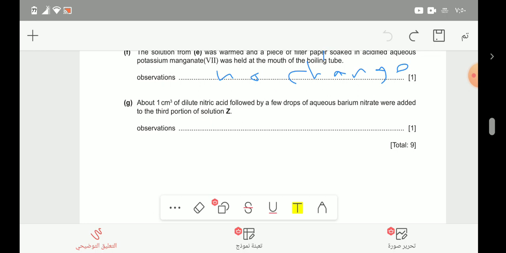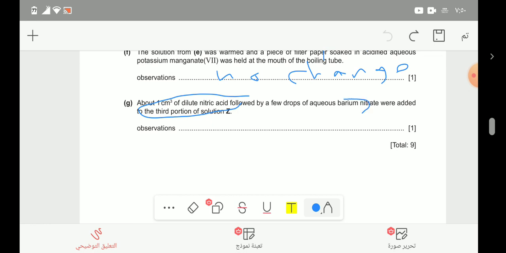About 1 centimeter cube dilute nitric acid, followed by few drops of aqueous barium nitrate. You have to remember that barium is a test for the sulfate group.